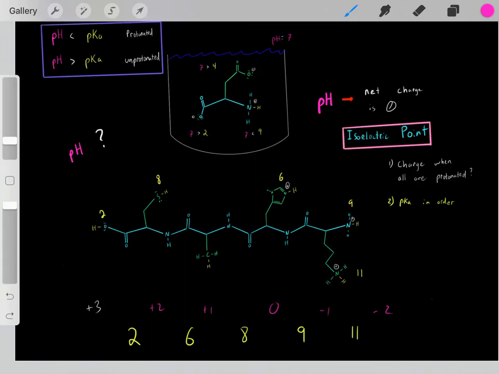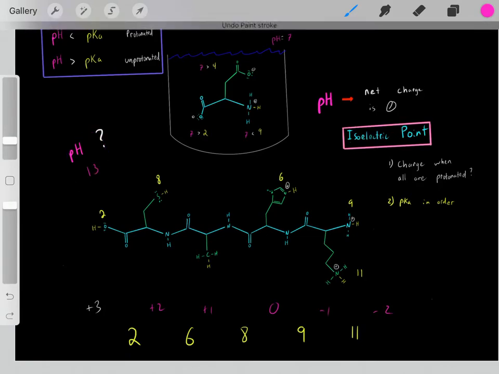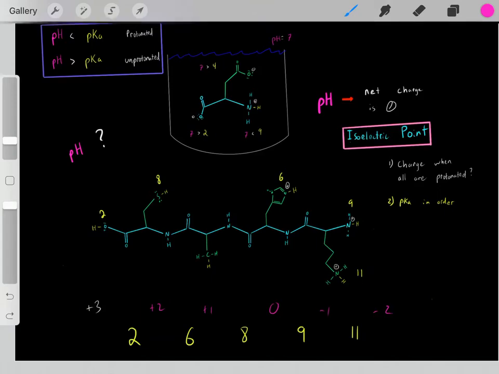What about a pH of 13? If we have a pH of 13, what's the net charge? Well, pH of 13 will fall under this range, so the net charge will be negative 2. And you could try it. You could try a pH of 13, compare that pH to all the pKa's, and you'll see the net charge of this polypeptide will be negative 2. So now we know.